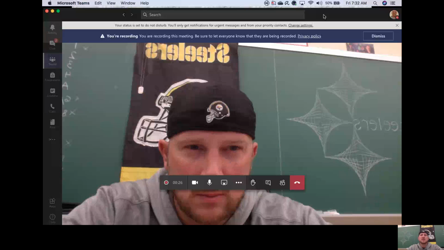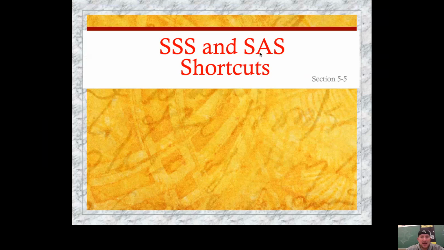This is section 5.5. It's on side, side, side, and side, angle, side shortcuts. When you see these three letters, you read it as side, side, side. It's natural to say SSS, but you need to say side, side, side.